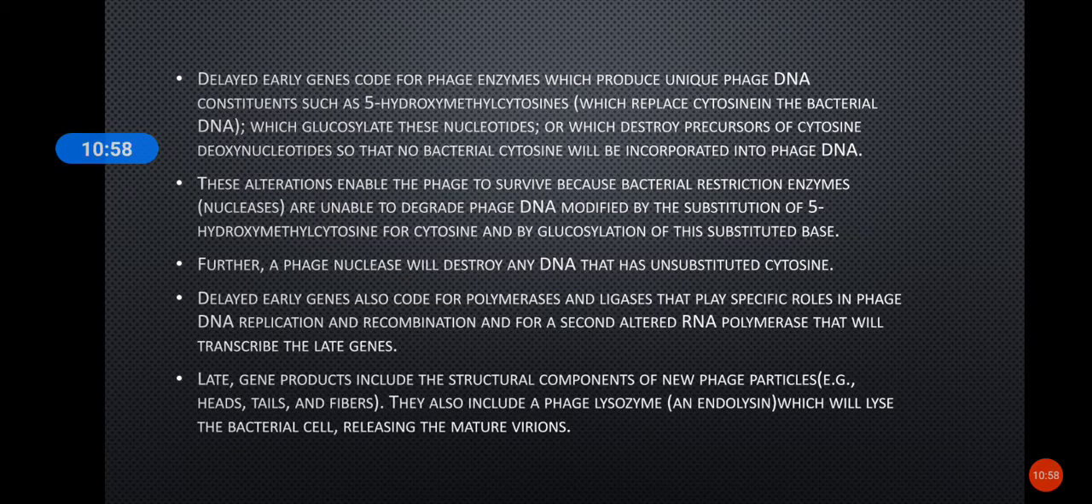The late gene products include the structural components, that is the head, tail, and fibers, and they also include the phage lysozyme. Phage lysozyme is an endolysin, and it helps in lysing the bacterial cell and releasing the mature virions. So in the late gene products, mainly the phage structural components are made, and also a phage lysozyme, which helps in the release of the mature virions.